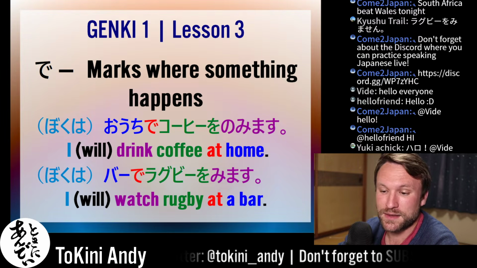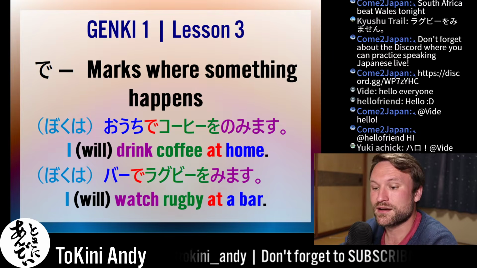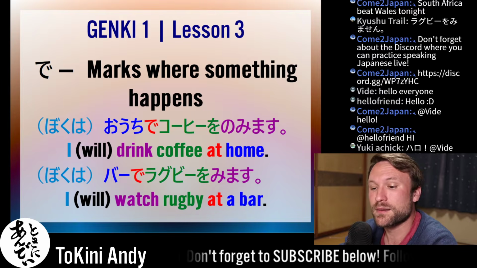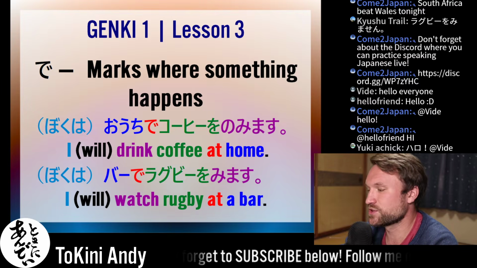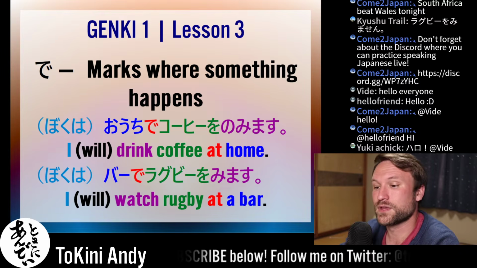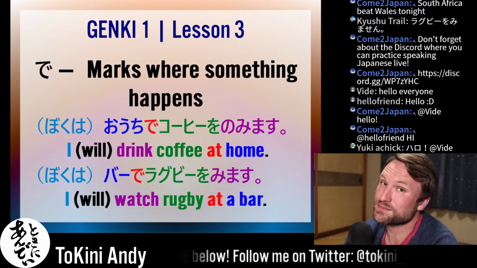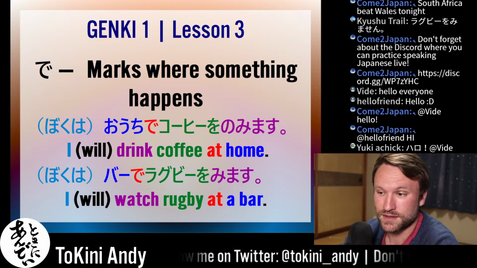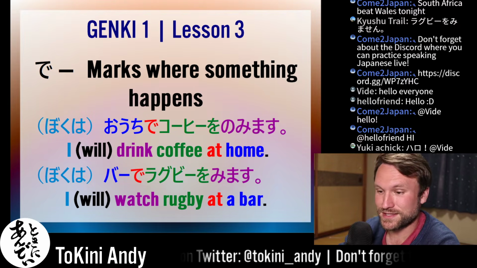Jumping into the next example, it's just ba de rugby o mimasu. So I watch rugby at a bar. So basically, de sort of translates out into at in most of these cases, right? It doesn't translate into any word. It's just marking your direct object, which is coffee and rugby in this case. Super exciting stuff, isn't it?